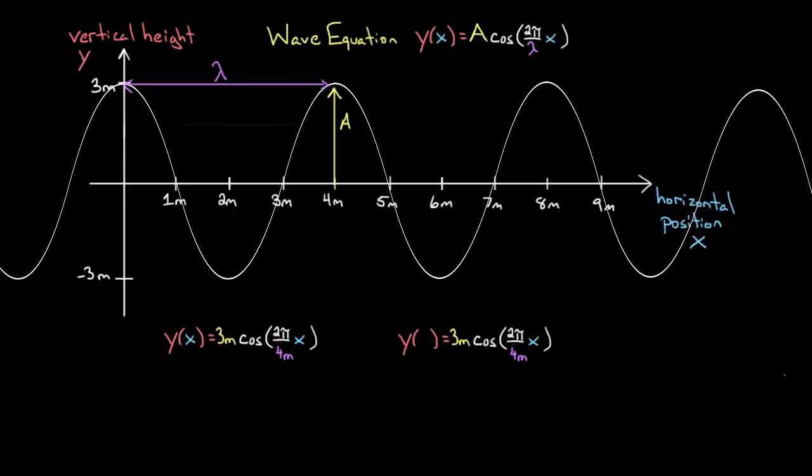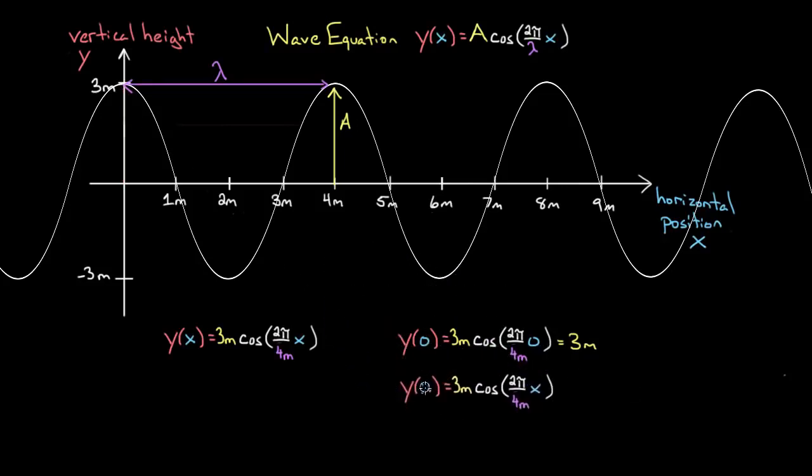So let's take x and let's just plug in 0. So if I plug in 0 for x, what does this function tell me? It tells me that the cosine of all of this would be 0, and I know cosine of 0 is just 1. So it tells me that this whole function is going to equal 3 meters. And that's true. The height of this wave at x equals 0 is 3 meters. So that one worked. Let's try another one.